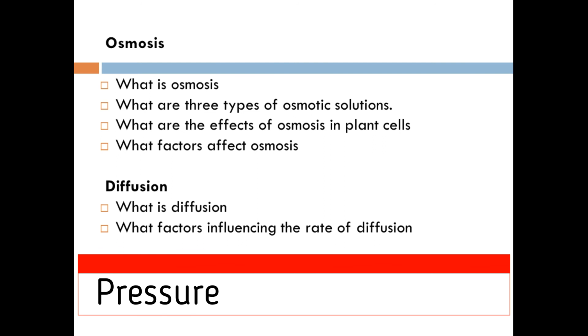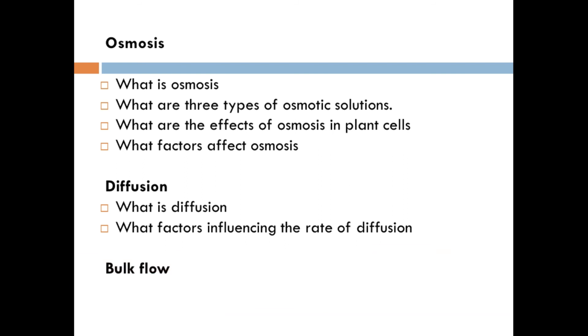The last mechanism that I'm going to look at is bulk flow. Bulk flow is also known as mass transfer or mass flow. It is the movement of water down a pressure gradient. The molecules move from high to low pressure following a pressure gradient. So what is happening here is water is moving from where it has more pressure in a plant to where it has less pressure. A good example is when you turn on a tap, water comes out.